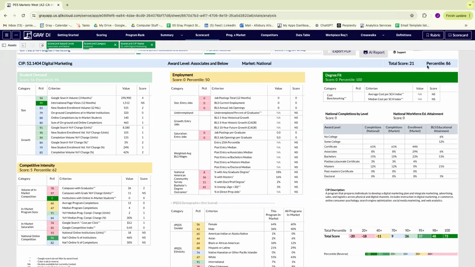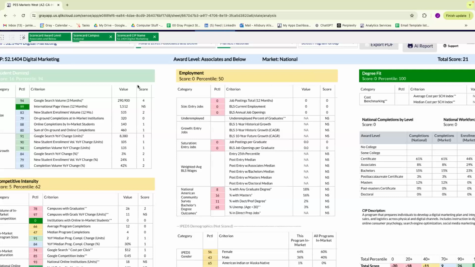The percentile is going to be in comparison to all other programs at this award level in the national market. So that percentile could change if we change the market that we have selected. So this is across the nation then. So in comparison to all other programs, it's scoring very highly. And that's about the 86th percentile, one of the top 14% of, I think it's about 1,400 programs that we keep track of. Yeah. And so you can see as you dig in why it's scoring that way.